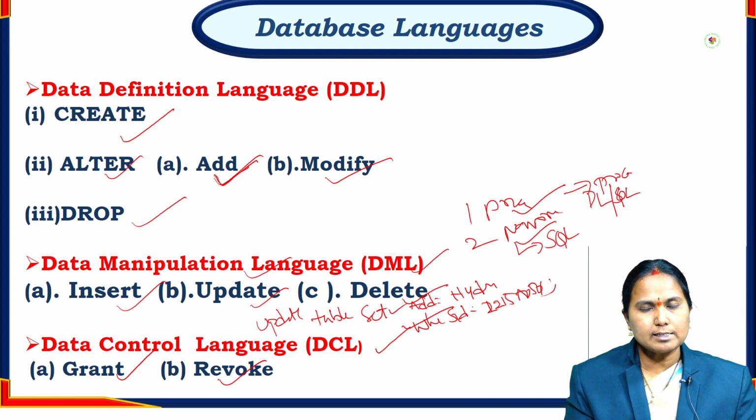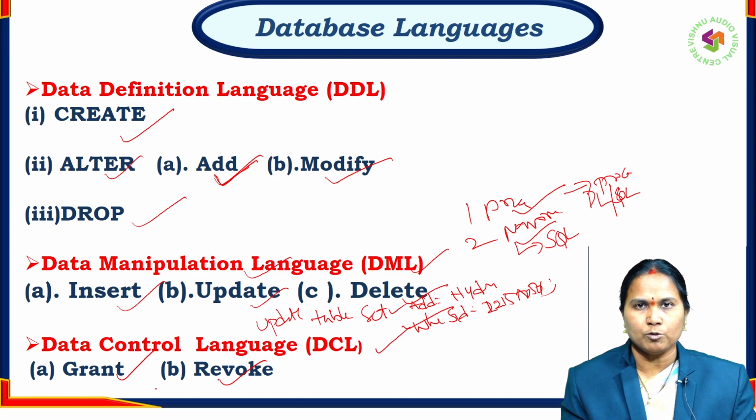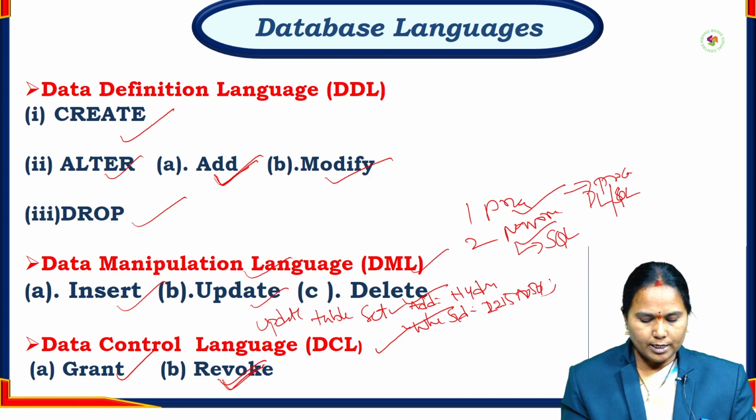The first one is grant, the second one is revoke. By using the grant command, we can grant all privileges from one user to another user. Coming to the second command, revoke. By using the revoke command, whatever privileges we have given to another user, all the privileges we can get back. That is the importance of revoke.